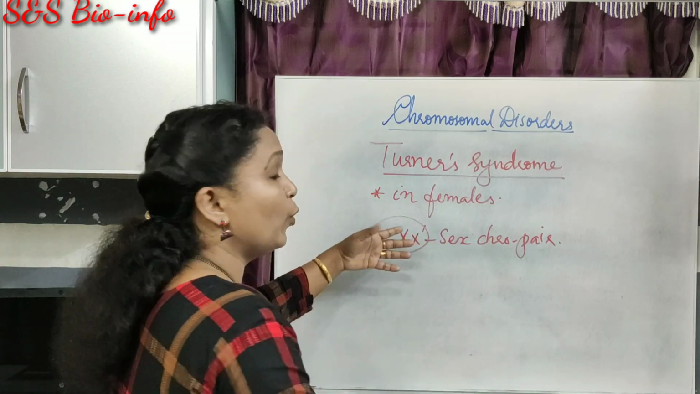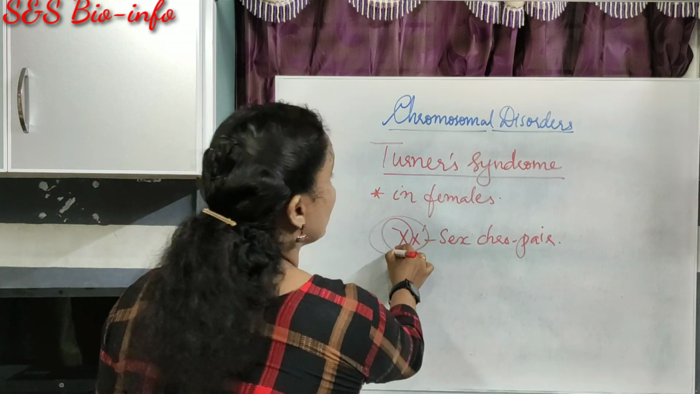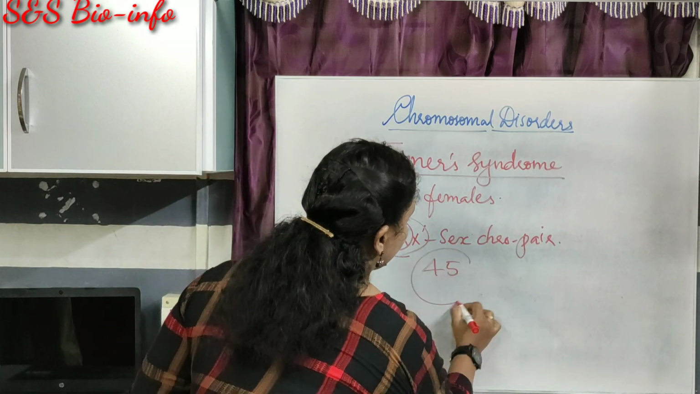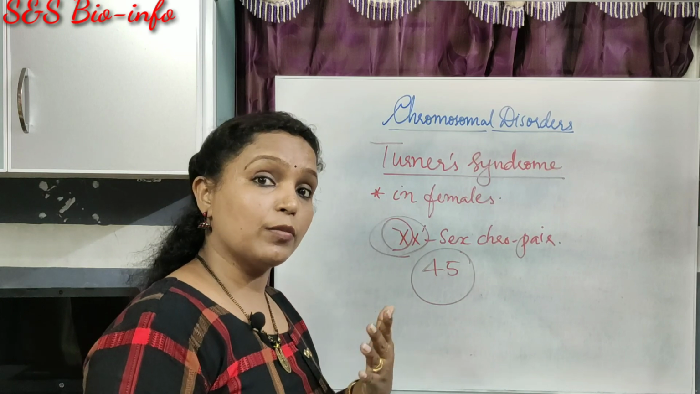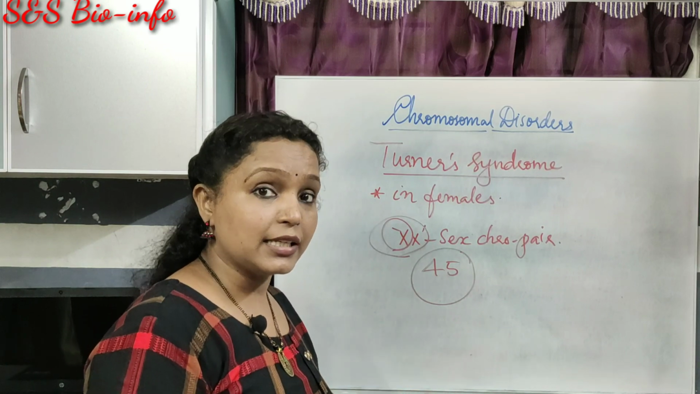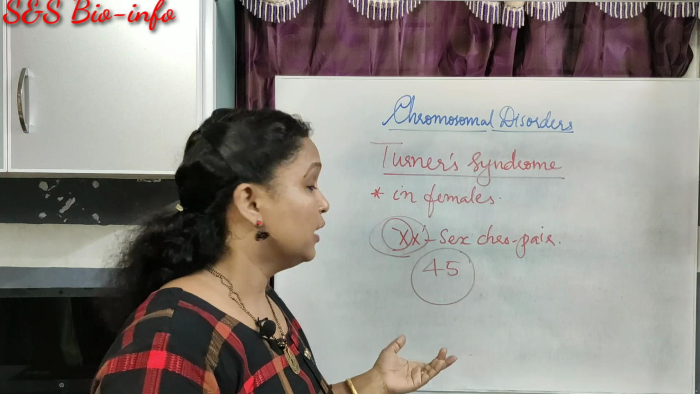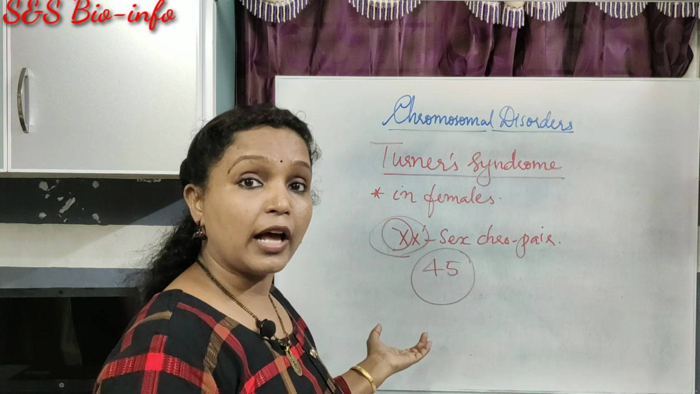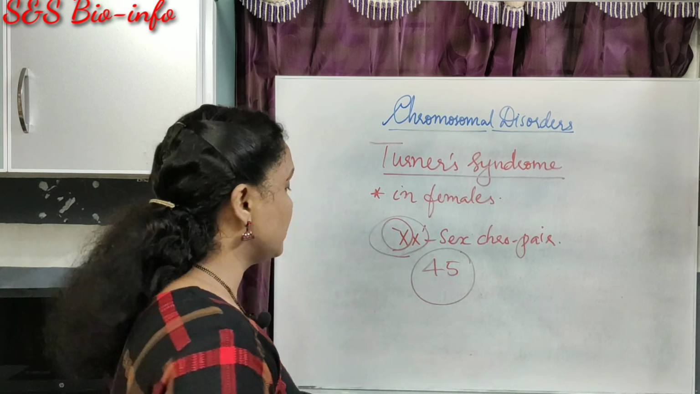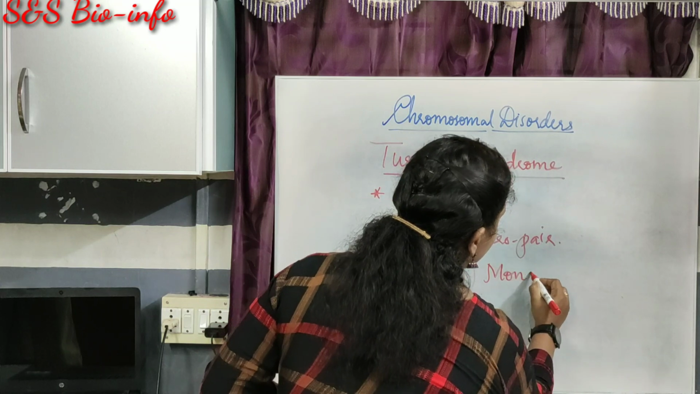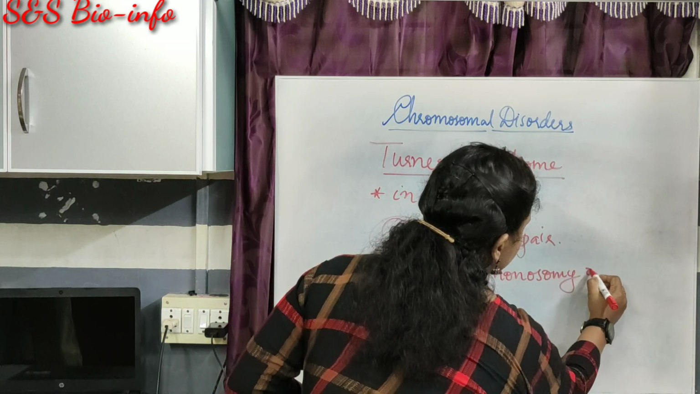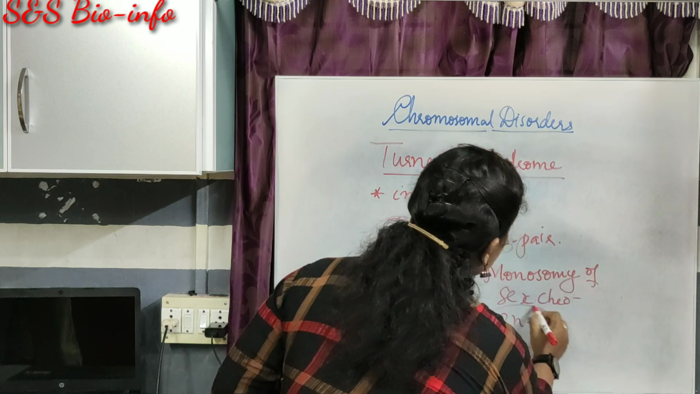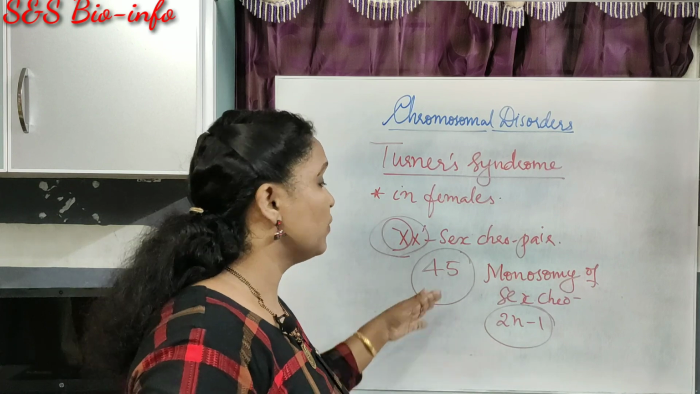Okay, so here what happens? One of the chromosomes is absent in this case, so the chromosome number will be 45. The normal chromosome number in human is 46, in human female it is 46. Now, due to the lack of one X chromosome, it is 45. Here also aneuploidy occurs. Here monosomy of the sex chromosome, that means 2n minus 1. So, deletion of one sex chromosome in this case.